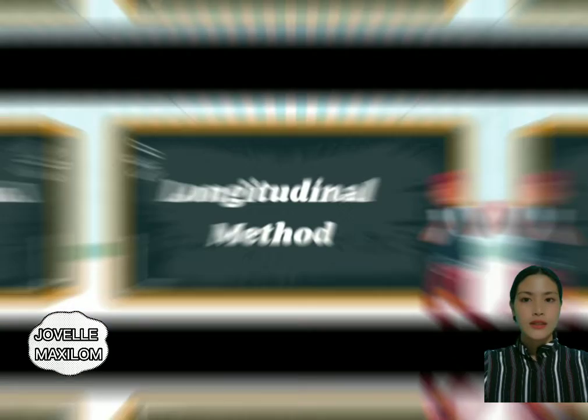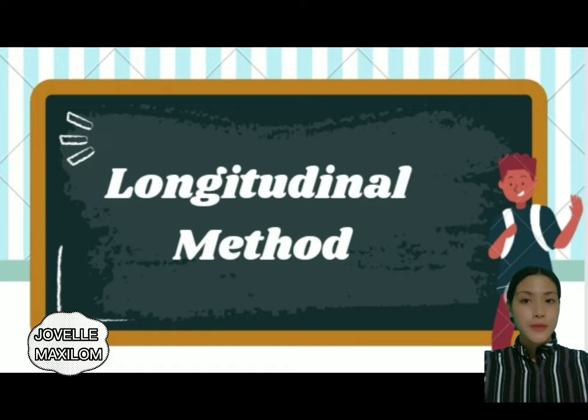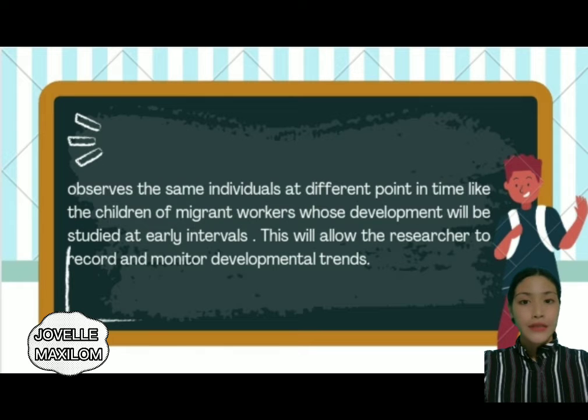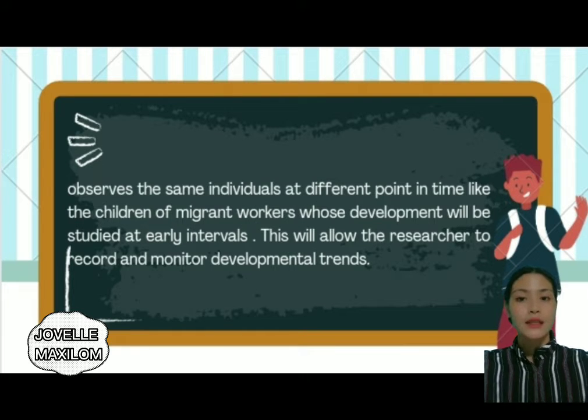Longitudinal method. Longitudinal method observes the same individuals at different points in time, like the children of migrant workers, whose development will be studied at early intervals. This will allow the researchers to record and monitor developmental trends.